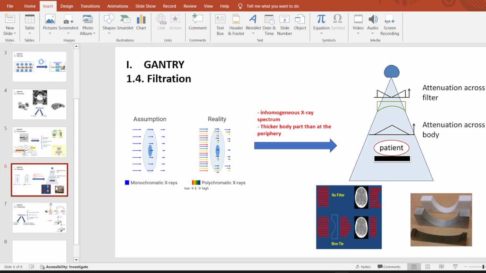Wow. Am I too fast? Let me be slow. Okay. The reason behind using filtration in CT applications is because we really want a monochromatic X-ray. Yeah. All right. So what is monochromatic X-ray?